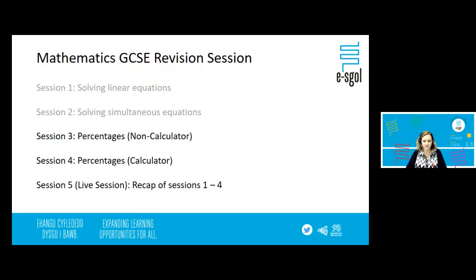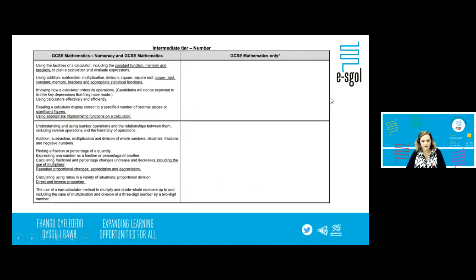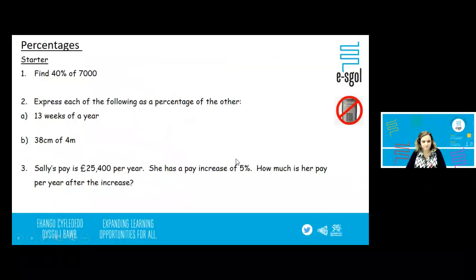Okay, so during the recordings that we've done previously, I did a percentages session on non-calculator work and then percentages on calculator. So I'm going to hopefully run through both of those through some GCSE questions tonight. So this is where they fall within the intermediate tier. They are on the numeracy and the maths. Okay, so we will fall into both sections, both papers that you do throughout the year.